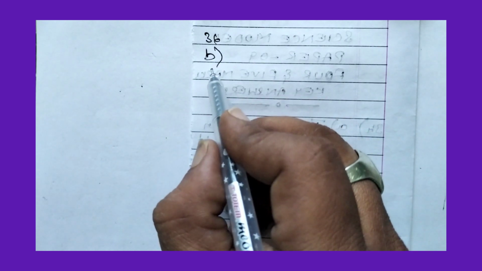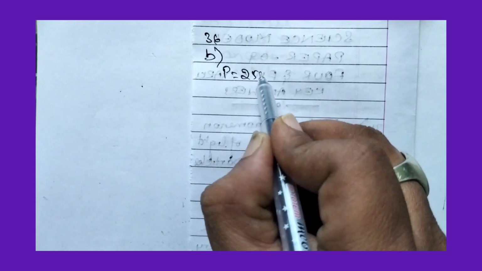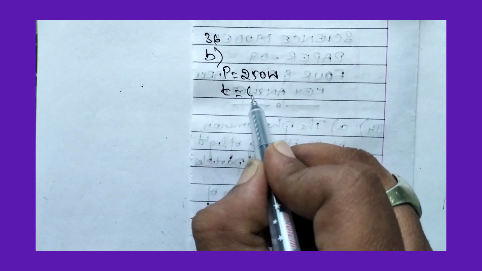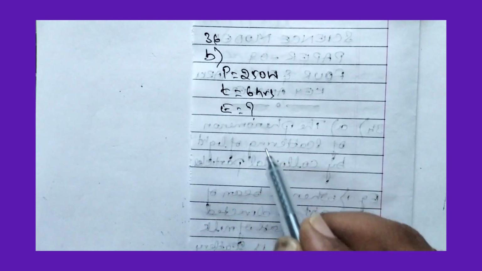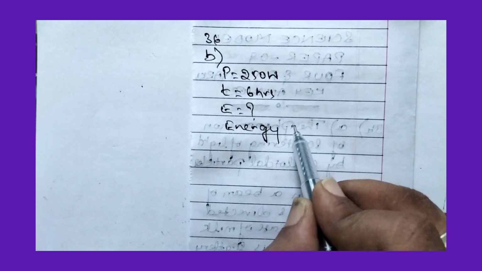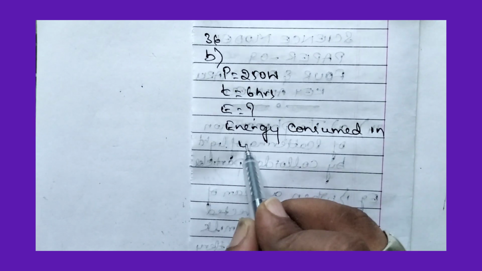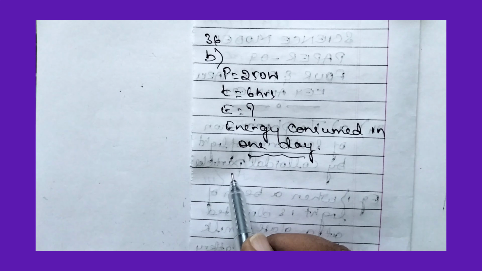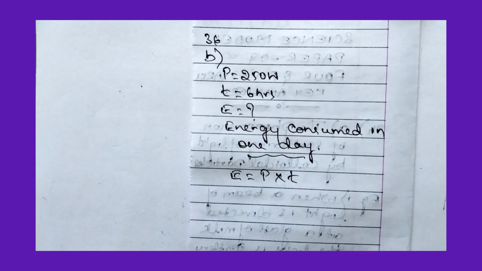An electric refrigerator rated 250 watt. Power is equal to 250 watt. It is operated 6 hours per day. Time is equal to 6 hours. Now we have to calculate the energy. So first we have to calculate energy consumed in 1 day. So the relation between E, P and T is E is equal to PT.